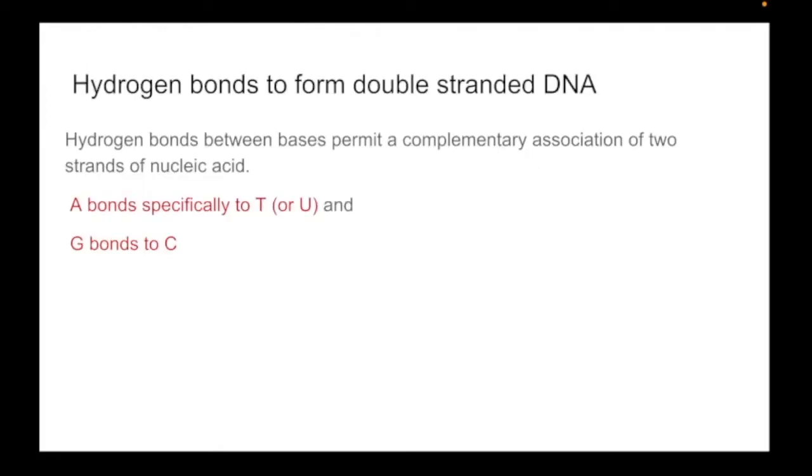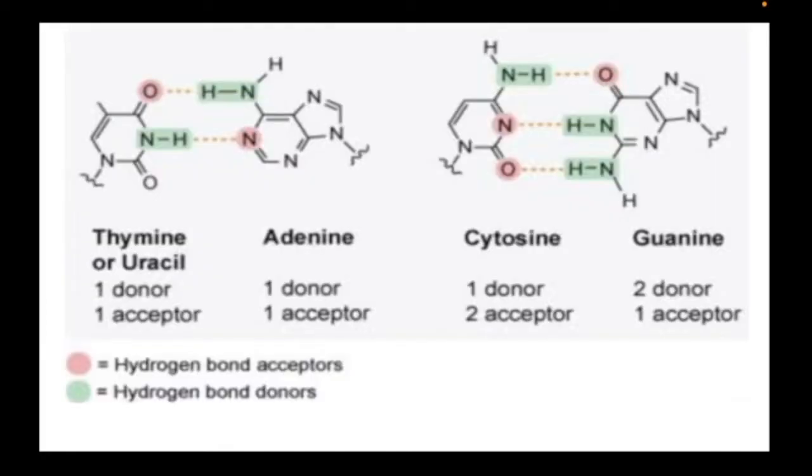In a double-stranded DNA, hydrogen bonds are formed between the two strands. The pairing is very specific. A always bonds with T and G always bonds with C. Thymine or uracil have one hydrogen bond donor and one hydrogen bond acceptor. Adenine also has one hydrogen bond donor and one hydrogen bond acceptor. Thymine is always hydrogen bonded with adenine in DNA with the help of two hydrogen bonds.